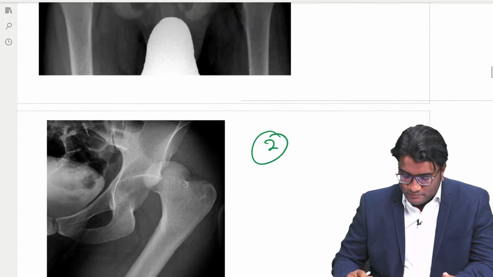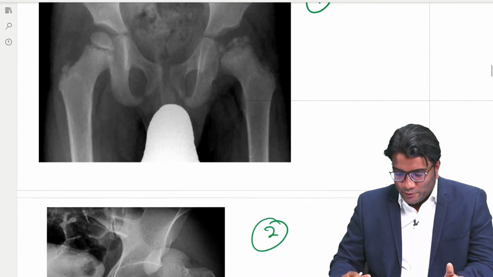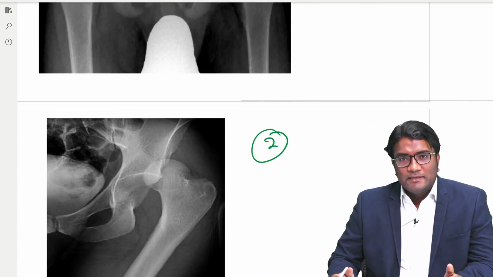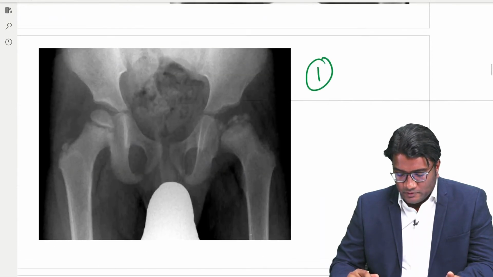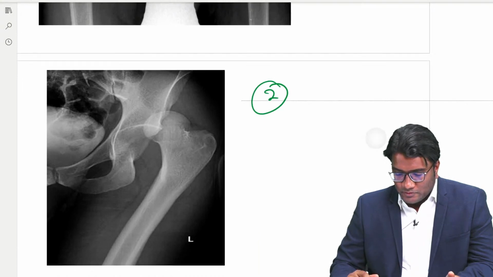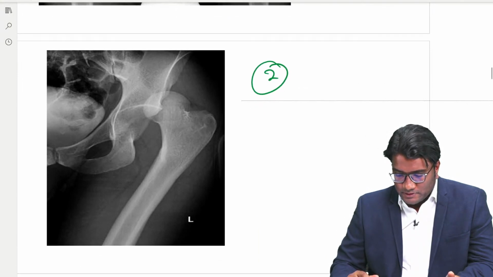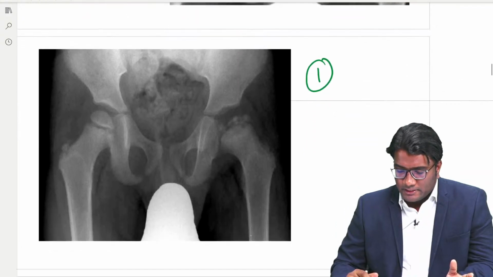So don't answer based upon what you answered in the exam. Okay, what came on the exam? 1 or 2? What do you think was the image that appeared on the exam? Was it 1 or was it 2? So it was posterior dislocation. Okay, so it was mostly 2. Fine. So I'll tell you both, right? Depending on what came on the exam, you decide it.